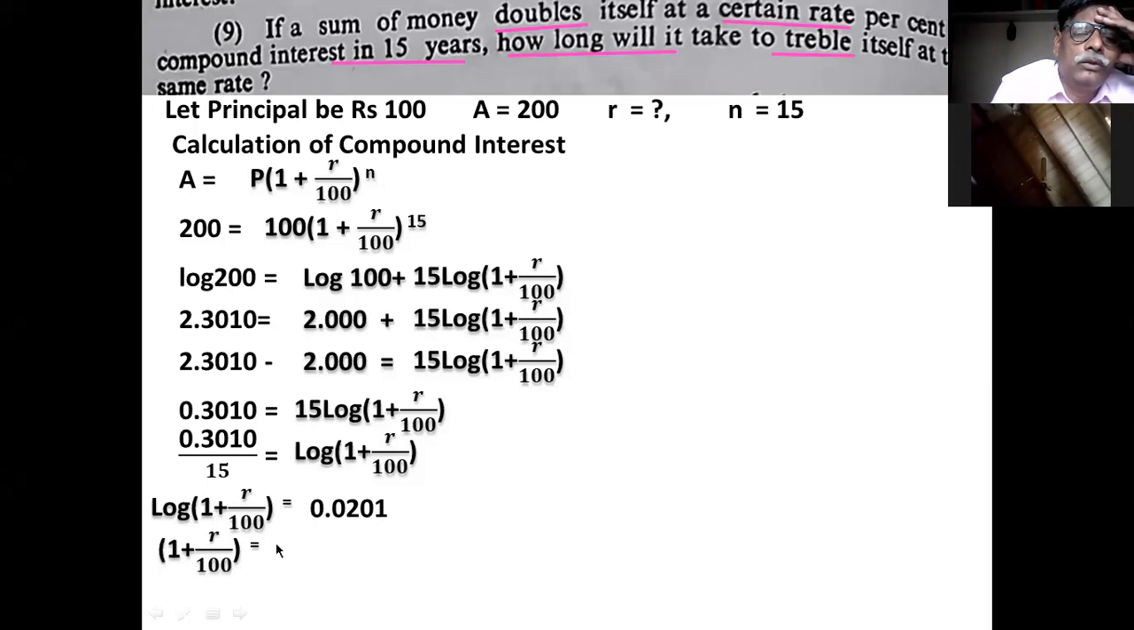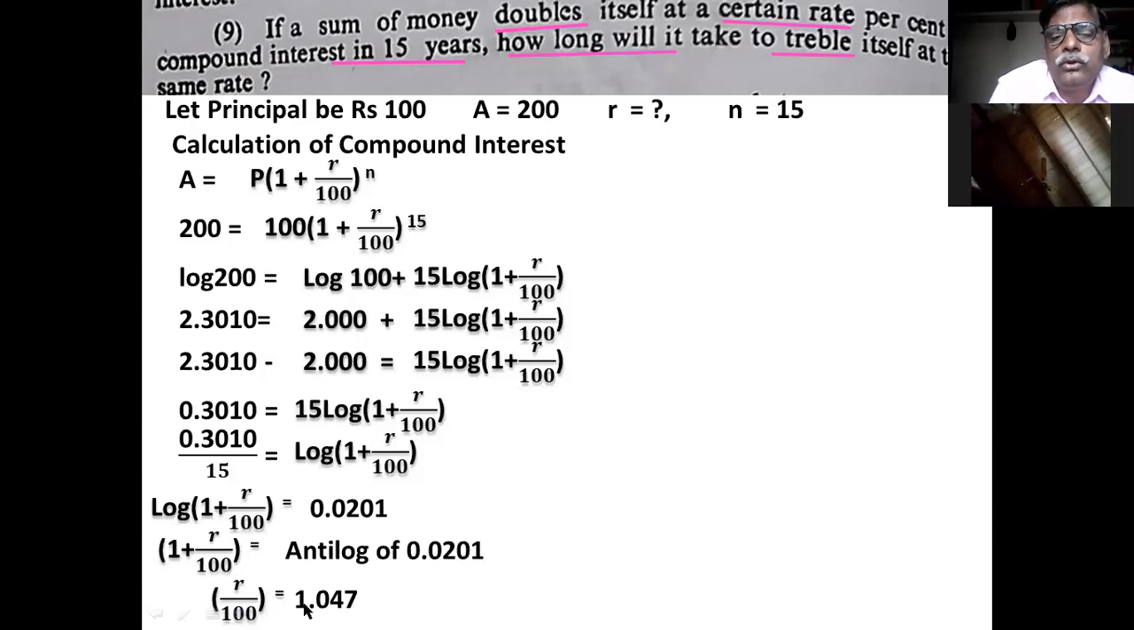So 1 plus R by 100 is equal to antilog of 0.0201. 1 plus R by 100 is equal to 1.047, which is the antilog value. If you see the antilog table, the value is 1047. 0 is the characteristic, so you give the decimal point after one digit. I forgot to give the 1 plus here. This is 1 plus R by 100.